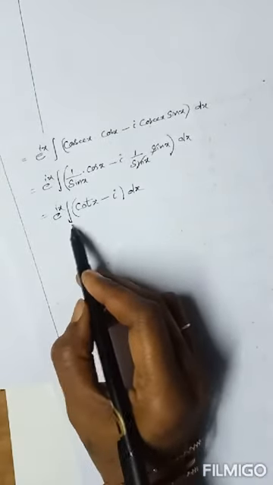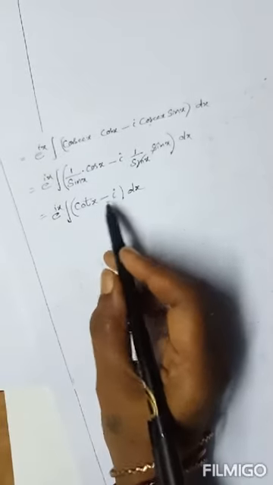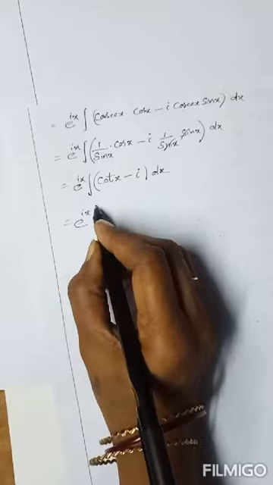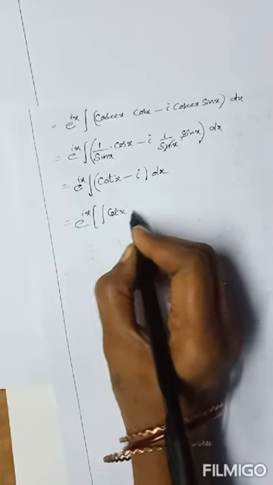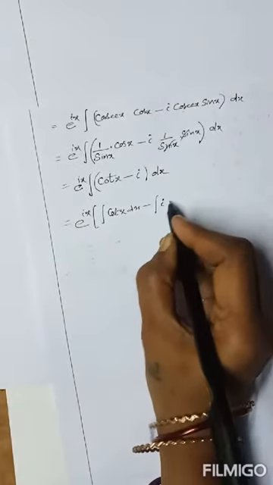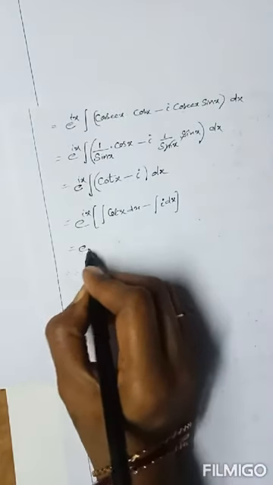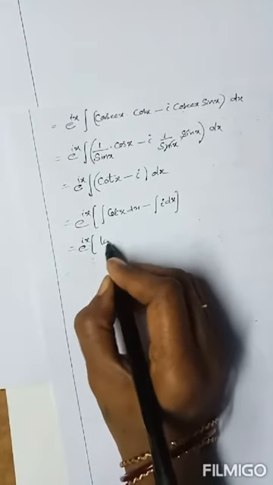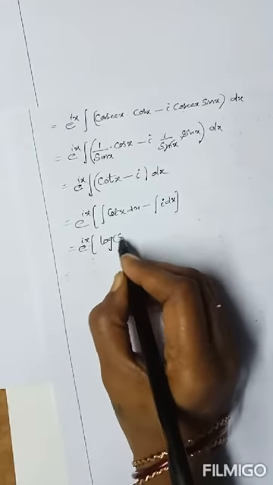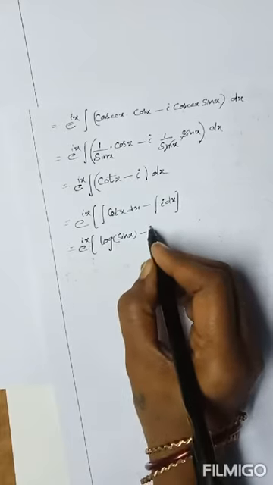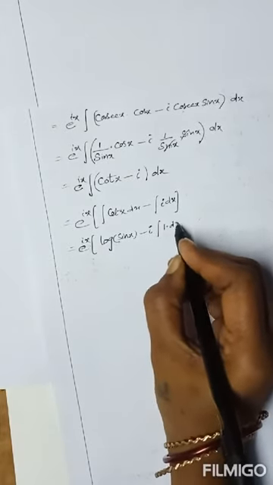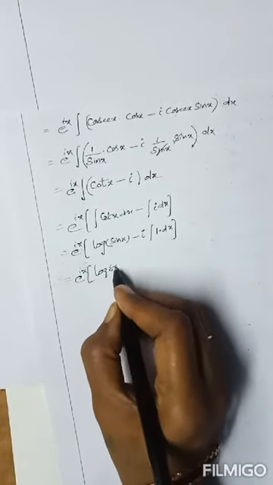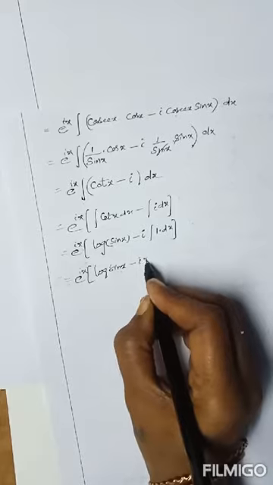Now under the integration there are two terms. Apply integration to each and every term: integration of cot x dx and integration of i dx. Integration of cot x is a standard formula, its value is log of sin x. Minus i is a purely constant outside, with 1 into dx. So it is e to the power ix, log of sin x minus i into the integration of 1, which is x.